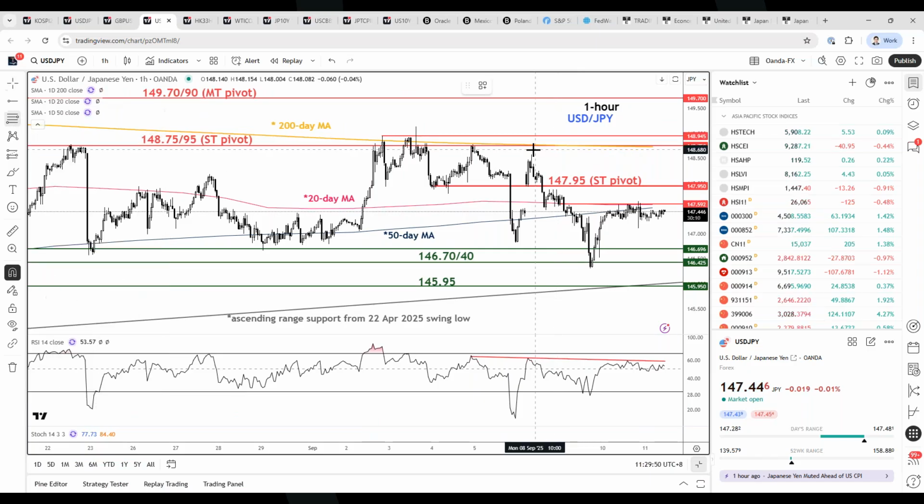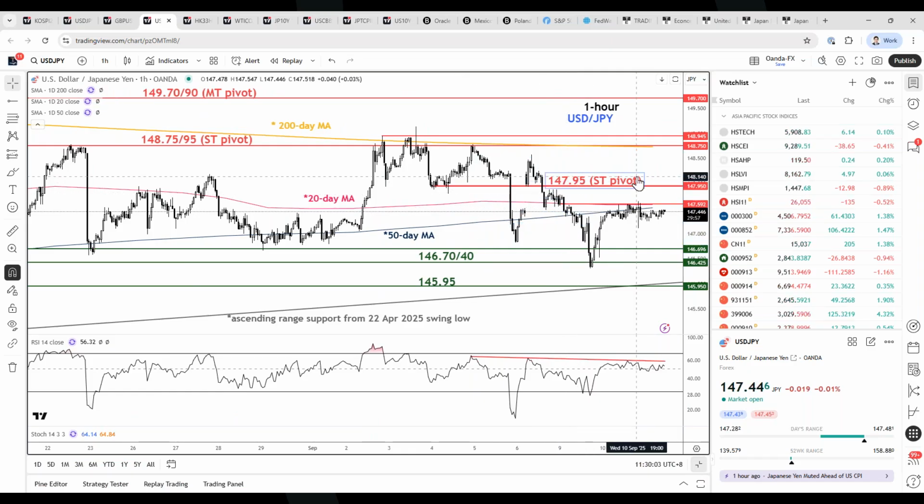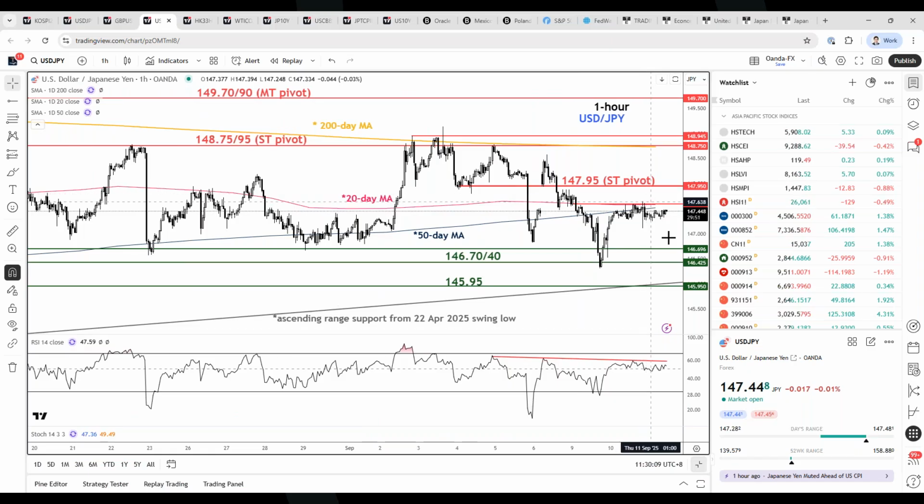All right, so that will be my pivotal resistance in the short term for today, as well as if we do the Fibo retracement of this sell-off from that significant Monday high all the way down to the Tuesday low, it corresponds to the 76.4% Fibo retracement, 147.95, a slightly adjusted downward pivotal resistance level on the dollar yen. Maintain that bearish bias.